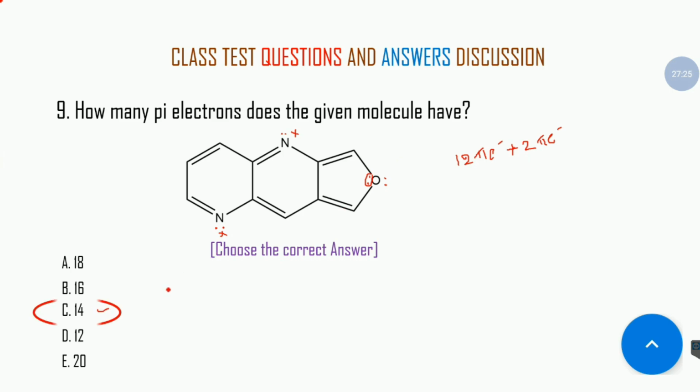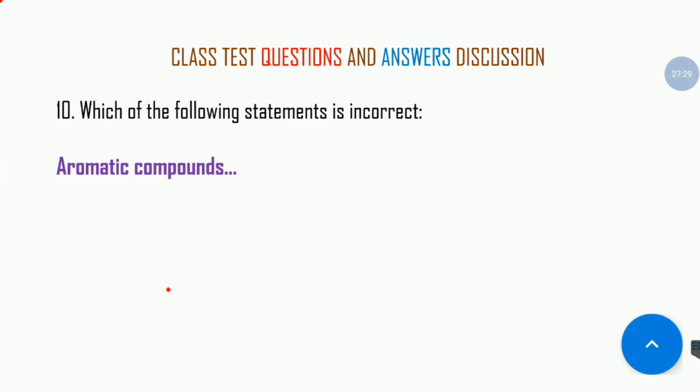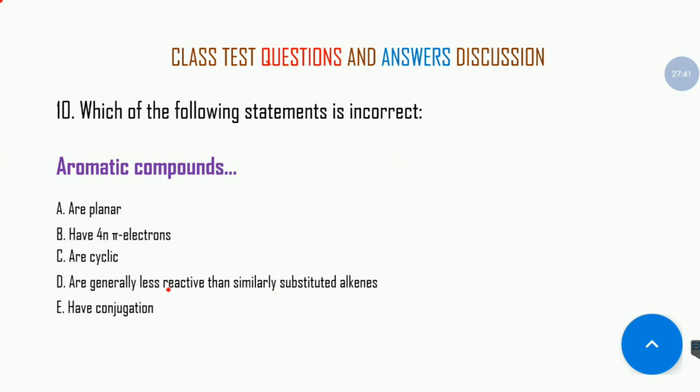Understood? Okay. Next, last, that is question number 10. Which of the following statements is correct? It's a statement about aromatic compounds, with different options. You have to just find the correct one. Which statement does not go with aromatic compounds? So aromatic compounds are planar compounds. It has a cyclic structure, so this one is correct.